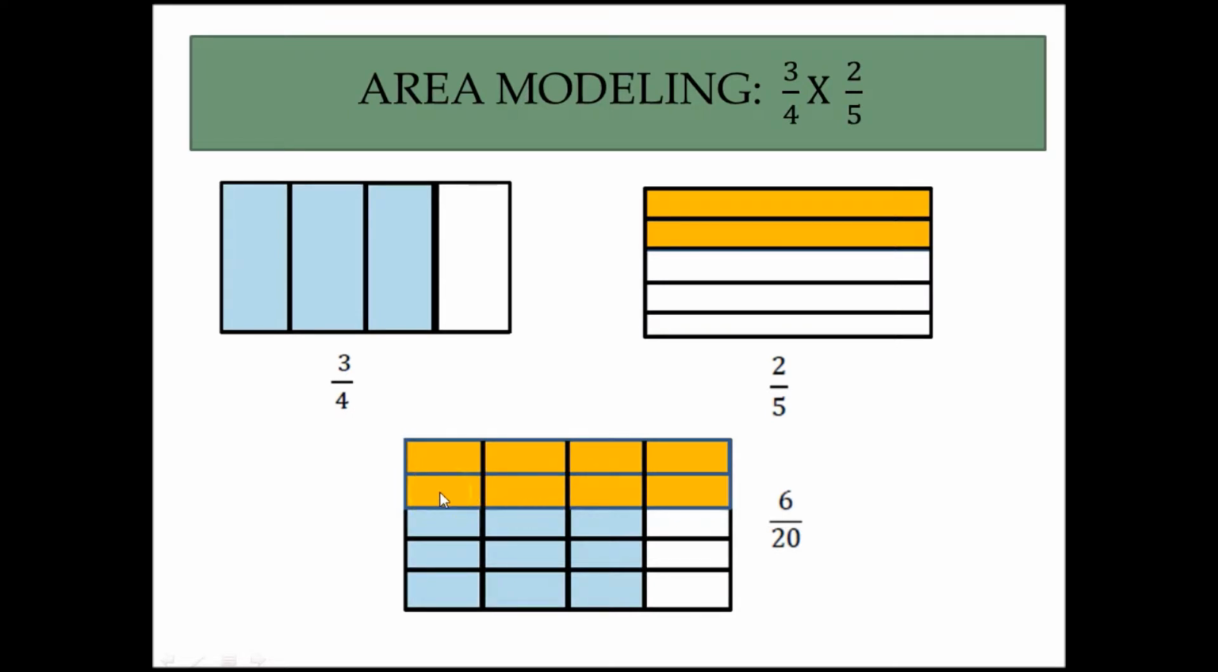So in this case, the answer is 6 parts because there are 1, 2, 3, 4, 5, 6 parts that are overlaid on top of each other right here, and the total number of boxes that we have are 20, so it's 6 over 20. Now again, we have to always simplify that. So using the prime factorization, we're going to get this 2 right here, which equals 1, so the final answer comes out to 3 over 10, which is the same answer that we had for the other one.